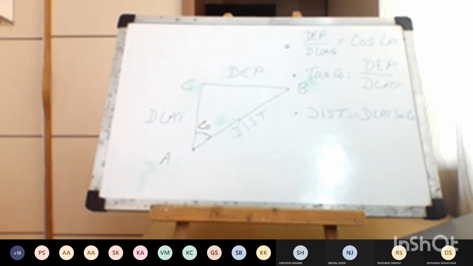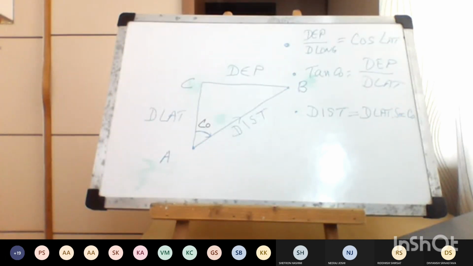Okay. In your Mercator sailing, we have the formula slightly different. Tan course is equal to, anyone?